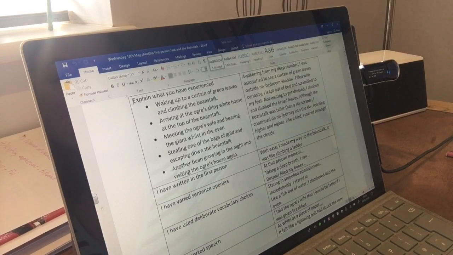Today you're going to write from Jack's perspective again. I've got my checklist here. There's also a copy of it on the webpage for today so you can have a closer look. But let me explain to you what I've included in mine.